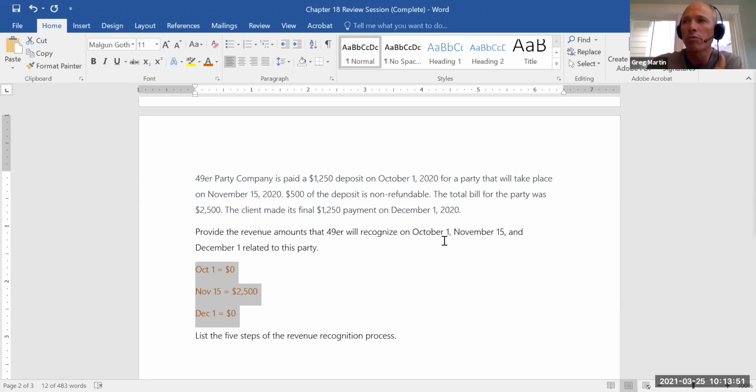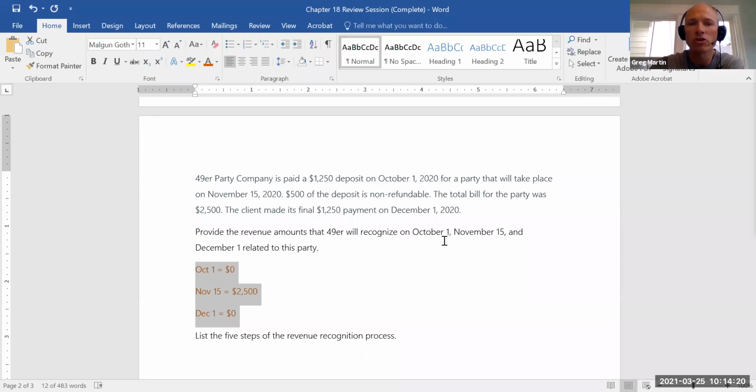Now, when I perform the party on that date, I'm going to credit sales revenue 2,500 because that's the value of the performance that I just completed. The debit is going to be 1,250 for unearned revenue, taking that off of my books, and then another 1,250 for an accounts receivable because now they owe me. I'm going to bill them. They owe me. So I now have a receivable for 1,250.